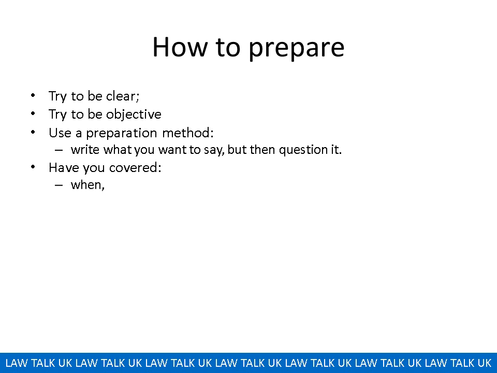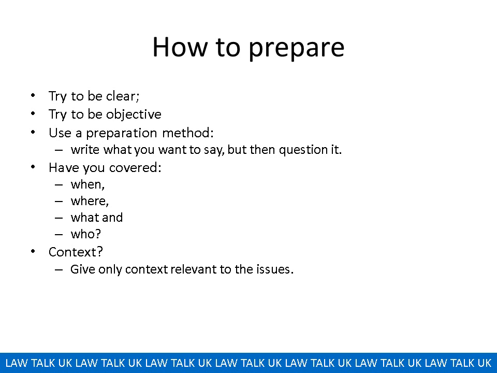Have you covered when things happened, where they happened, what happened, and who did what? You might think that it's important to give a lot of context. Try to give the context that is relevant to the issues that you want the barrister to advise you on or to represent you in. So it's really important at the start of the process that you have all the dates in order and that you can give relevant details. Try to be specific, in other words.